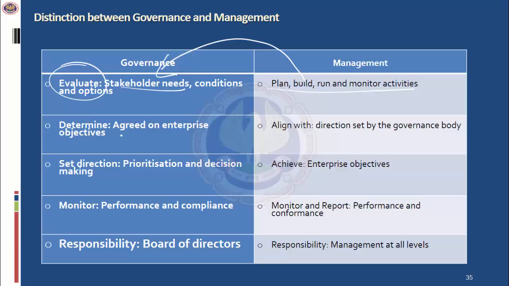In governance, we determine what the agreed enterprise objectives are. Now, in management, we have to ensure that whatever direction they're taking is as set by the governance body. You'll also have to set direction, which is to decide prioritization and decision making, and management is focused on achieving the enterprise objectives as set by the governance body.